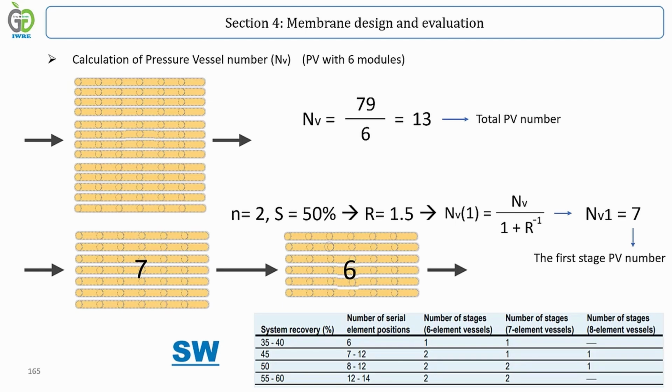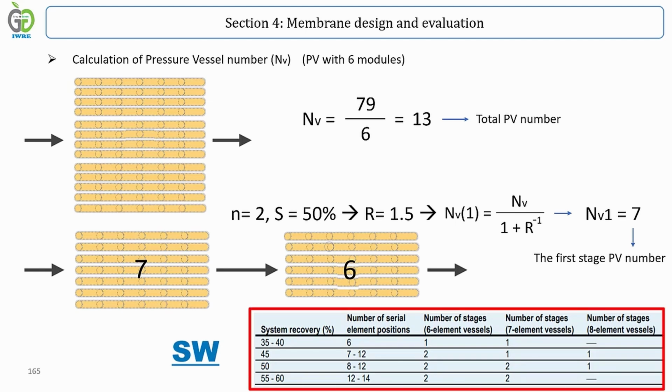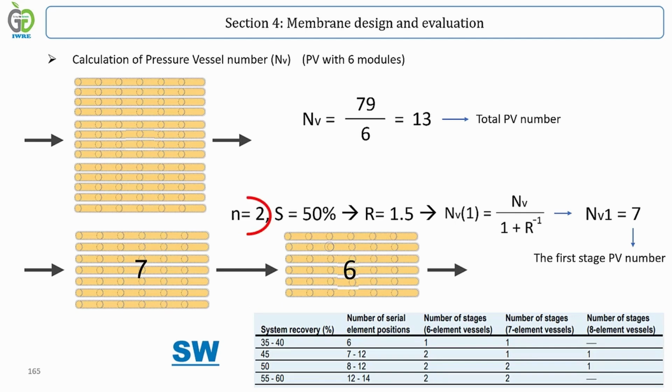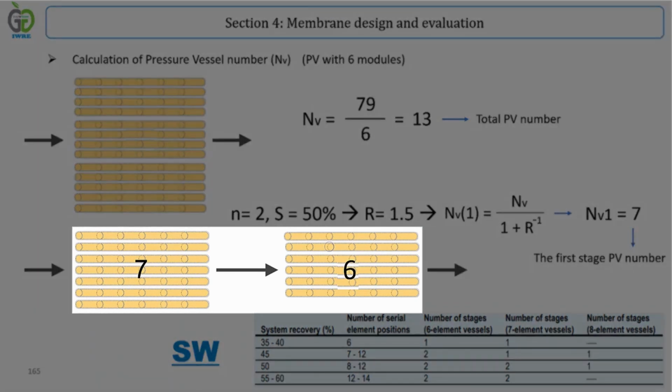In step 8, if you look at the table for the SW guideline with a 50% recovery, a system with 2 stages is considered. According to this data, 2 stages with 50% recovery, the ratio of 1.5 for this system has been calculated, that according to the equation, 7 pressure vessels for the first stage has been calculated. In this figure, you can see an array with 2 stages designed for this exercise.